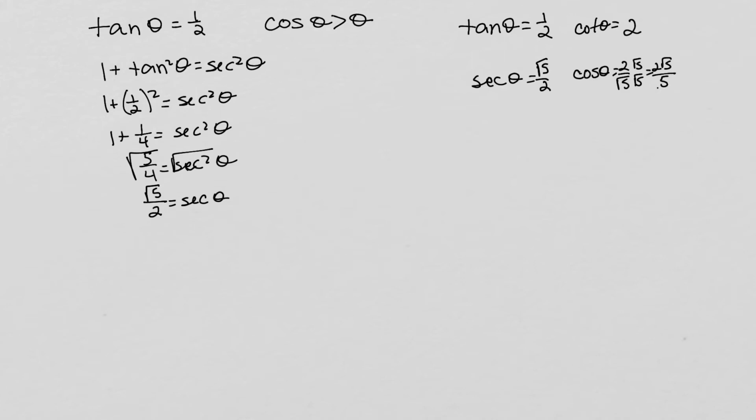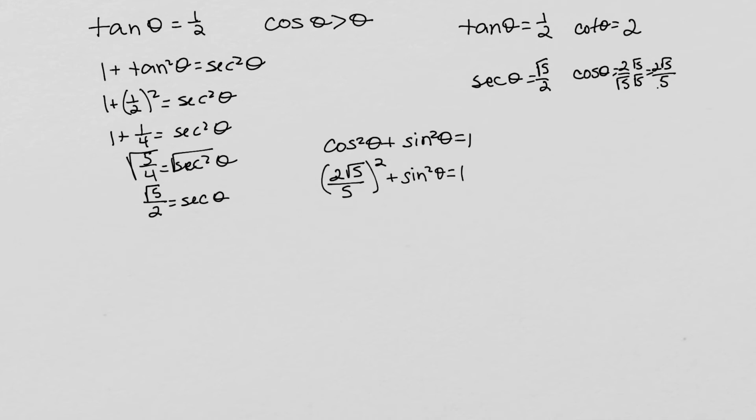And now we need to figure out our sine of theta. I like to use the Pythagorean identity of cosine squared theta plus sine squared theta equals 1, where we can plug in 2 root 5 over 5 for cosine. And since it's cosine squared, we need to square that. Plus sine squared theta equals 1.